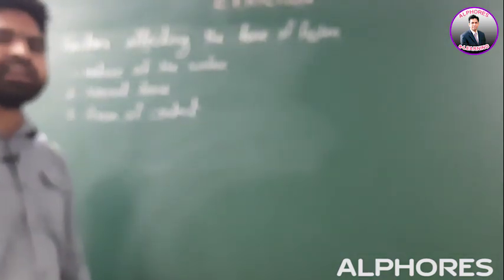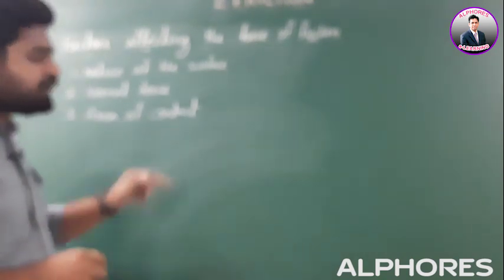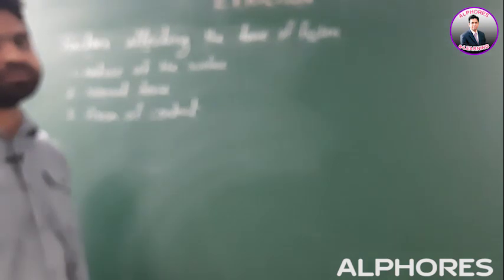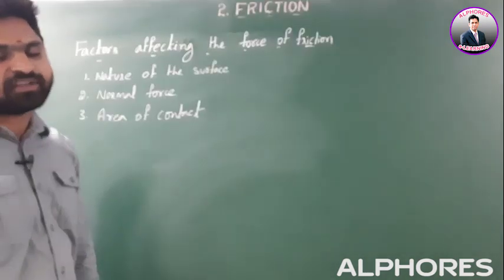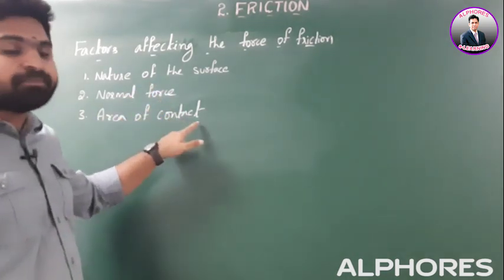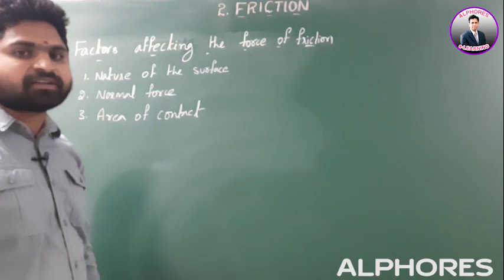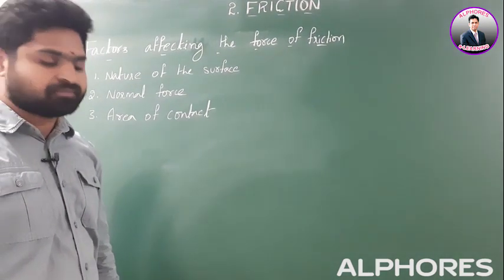Generally we think that area of contact also depends on this friction force, but area of contact does not depend upon this frictional force. Frictional force depends upon two factors here: the nature of surface and the normal force, and it is independent of the area of contact. Now let us understand these three things with the help of activities.